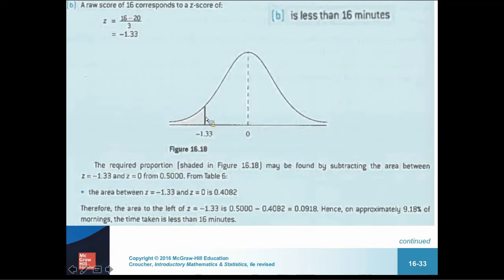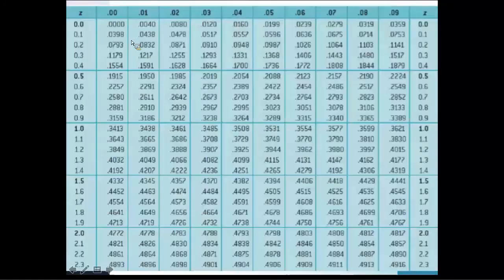Now we've got to find is less than 16 minutes. Very similar calculation. Mean in the middle of 20. We're trying to find 16. We're trying to find this area here. Put a question mark there. That's what I'm trying to discover. Let's go to the formula. 16 minus the mean of 20 over the standard deviation of 3 gives me a Z-score of 1.33.